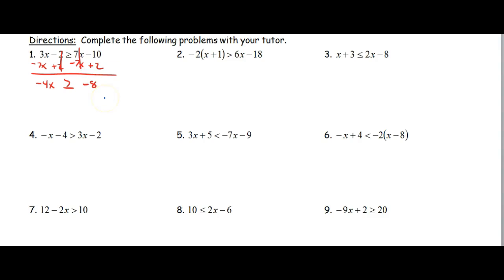Now, to get rid of the negative 4 that is linked to x by multiplication, I have to divide both sides by negative 4. Now, since I divided both sides by a negative, I must go ahead and flip that inequality sign. So x becomes less than or equal to negative 8 divided by negative 4, which is positive 2.